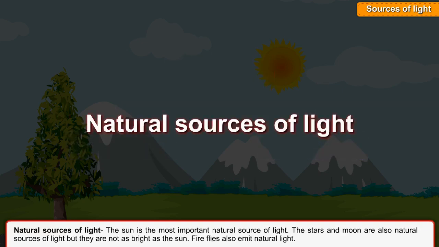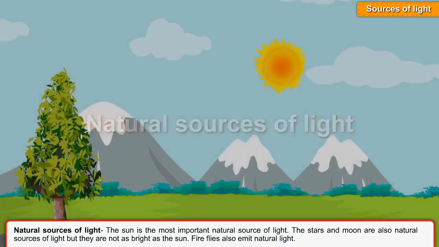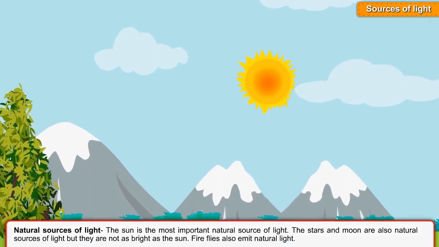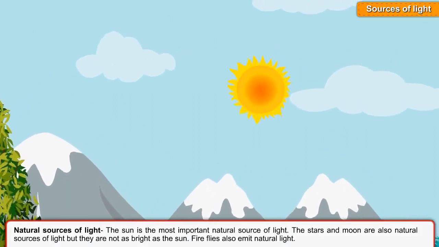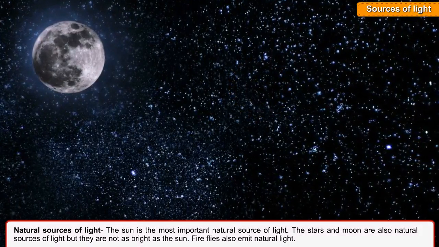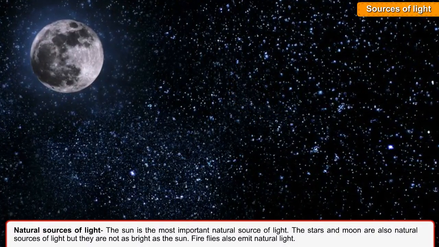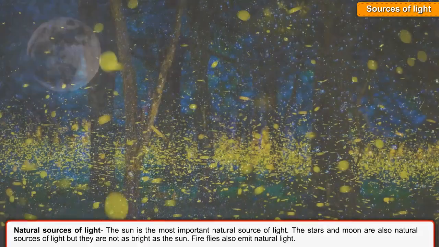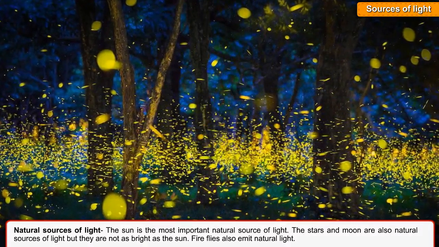Natural sources of light. The sun is the most important natural source of light. The stars and moon are also natural sources of light, but they are not as bright as the sun. Fireflies also emit natural light.